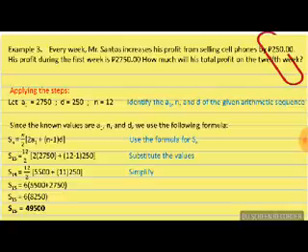Since the known values are a sub 1, n, and d, we use the following formula. So the formula for this one is s sub n is equal to n over 2 times 2a sub 1 plus the quantity of n minus 1 times d. So we substitute the values and then simplify. So we got an answer of s sub 12 is equal to 49,500.